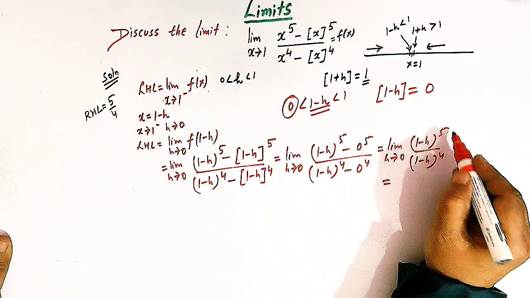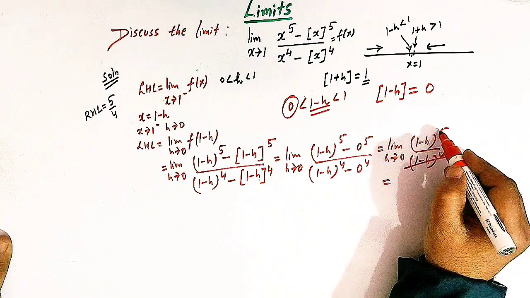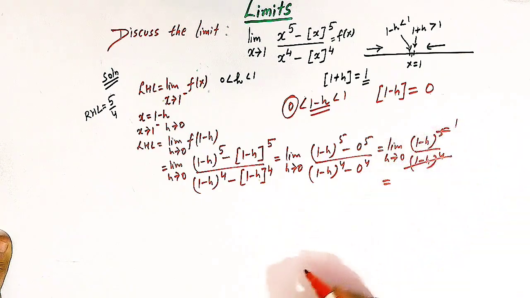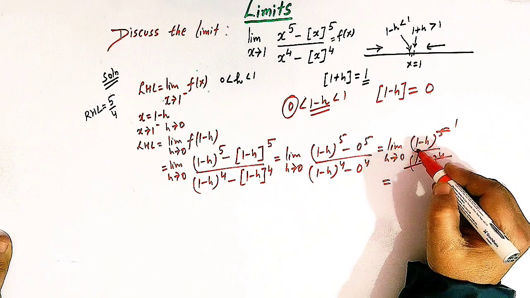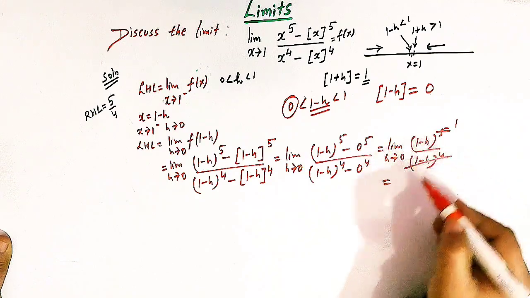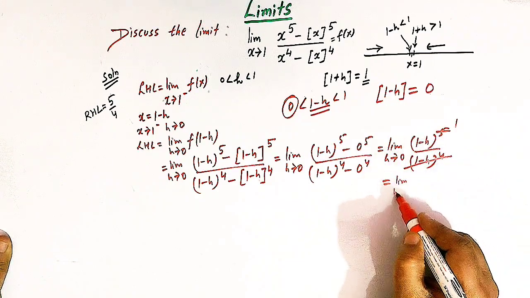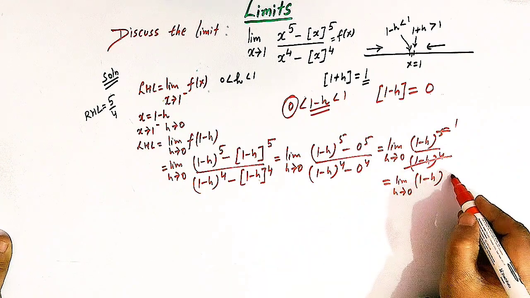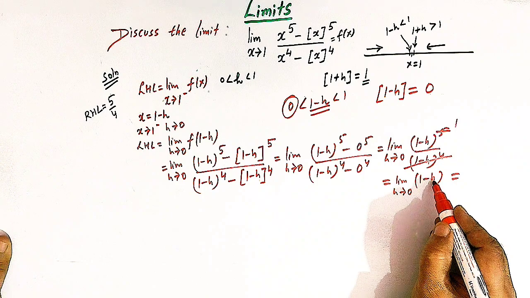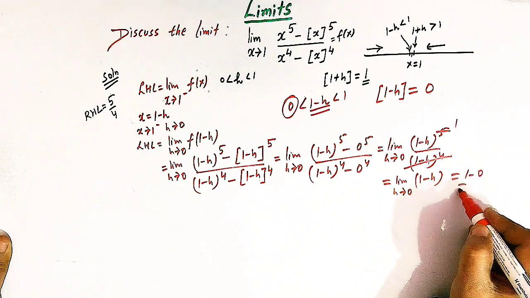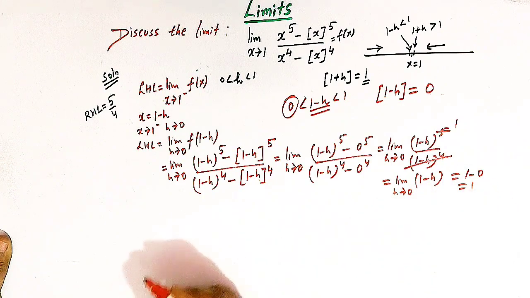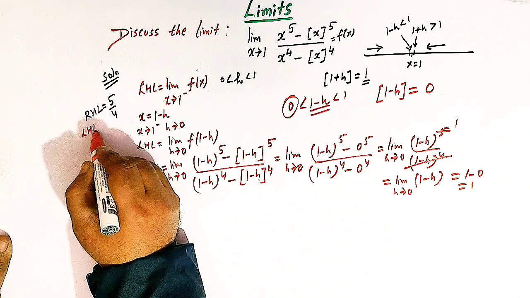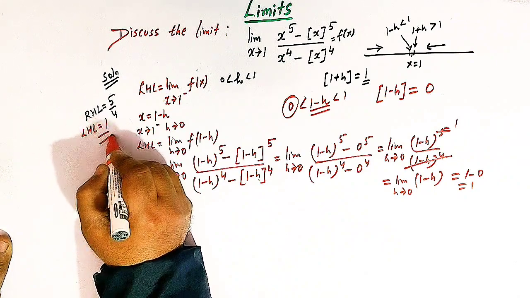So now here this term gets cancelled. Here we are left with only the 1 power of that, that is 1 minus h. So we have limit h tends to 0, 1 minus h. So now we can take h is equal to 0. So this is 1 minus 0, that is 1, right? So here the left hand limit is given by 1.